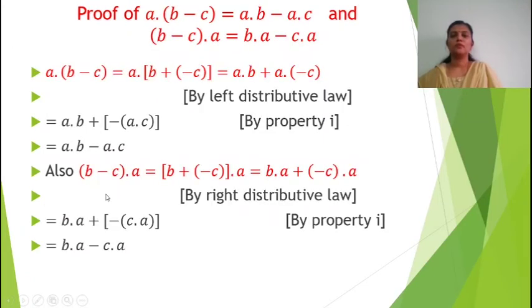Now the last proof: a·(b - c) = a·b - a·c, and (b - c)·a = b·a - c·a. a·(b - c) is equal to a·(b + (-c)), which is equal to a·b + a·(-c) by the left distributive law, which is equal to a·b + (-(a·c)) by property 1, which is equal to a·b - a·c. Also, (b - c)·a is equal to (b + (-c))·a, which is equal to b·a + (-c)·a using the right distributive law. We can take the minus outside, -(c·a), by property 1, which is equal to b·a - c·a.